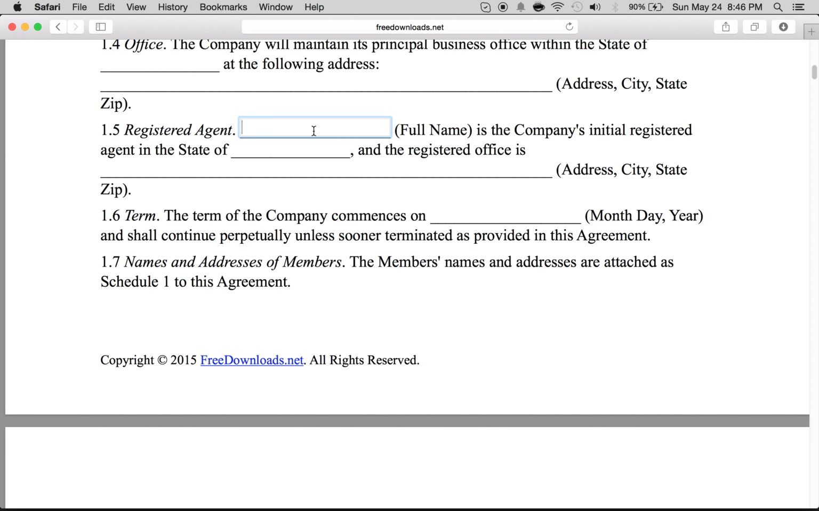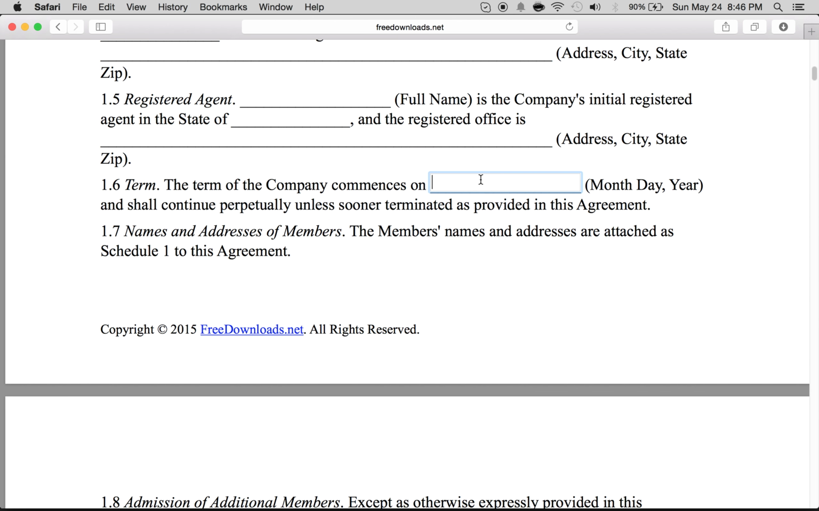Now, a registered agent, you're going to need to enter the registered agent's full name. What is a registered agent? It's basically the person who is legally responsible for handling all notices on behalf of the company. So it's not really the attorney of the company, but it is the person that is representative of the company. So you're going to just enter their full name here. Again, the state, their address, and when the company is going to start its business.